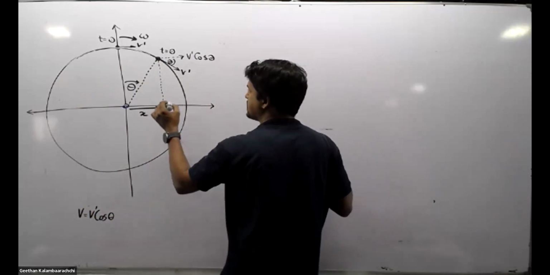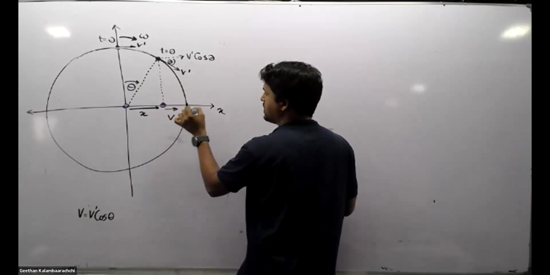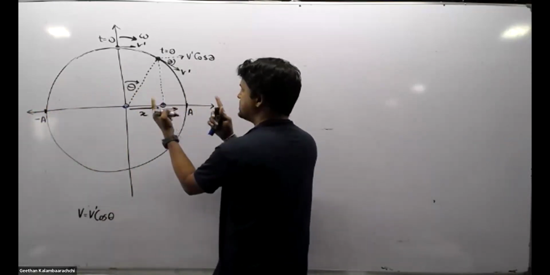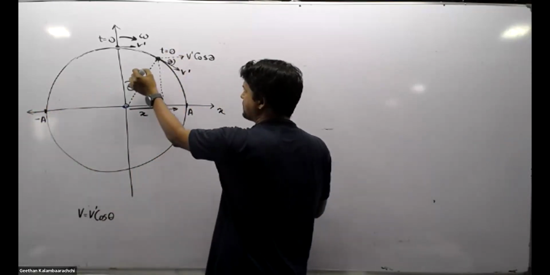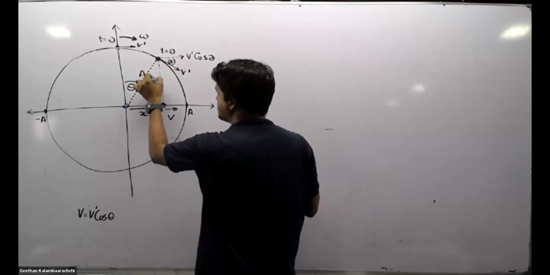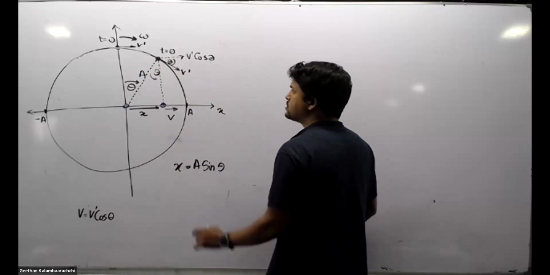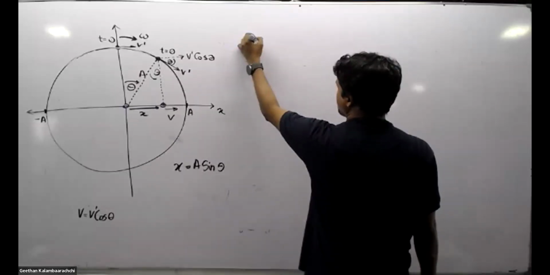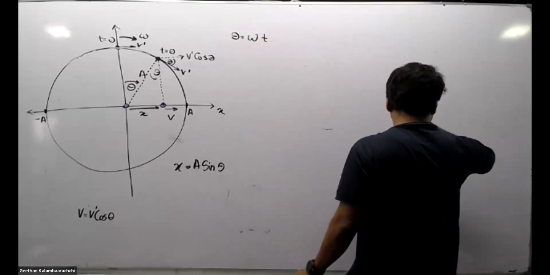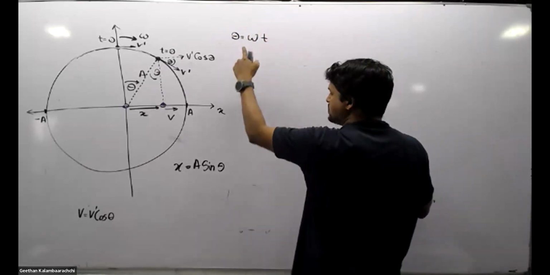So this point may be a displacement element. What is this point? Plus a. What is this point? Minus a. What is this distance? A. What is the radius of the circle? A. So how can you see x? x equals A sine theta. So how would you write theta if it is using a constant angular velocity? Theta equals omega t. So for theta, you can put omega t.